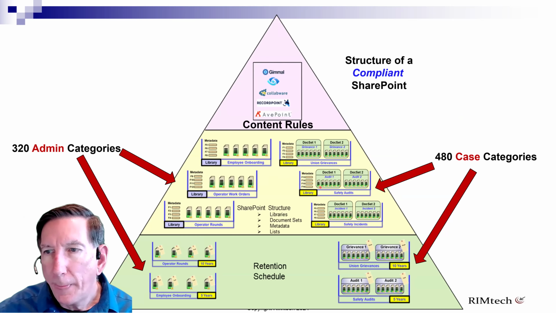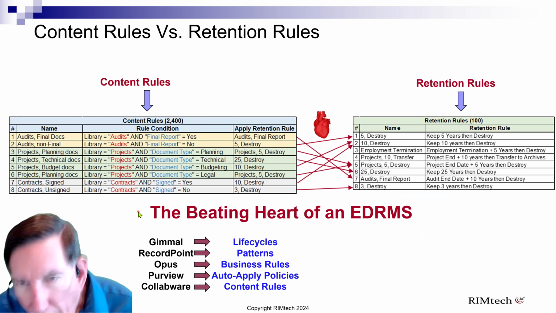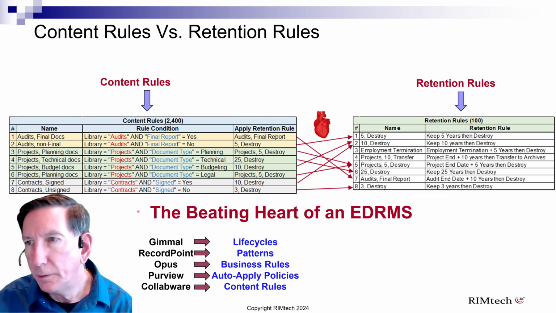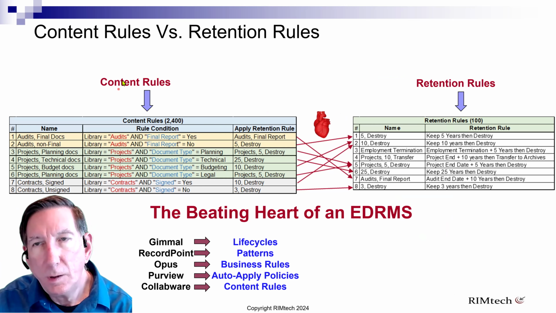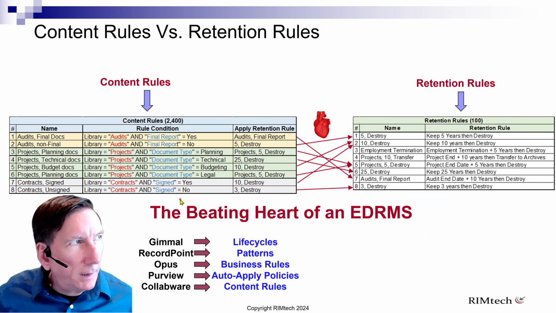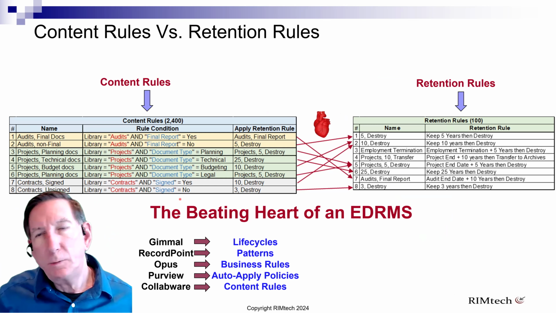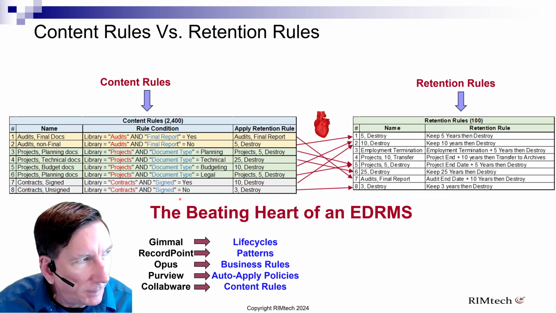Okay. And at the top of this are content rules. What are content rules? That's how you assign retention rules to your records. They're called auto apply rules. Now, you could, again, you could deploy Purview with no auto apply rules and have the users manually assign retention rules.